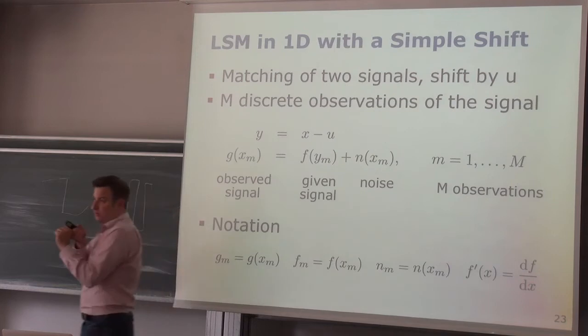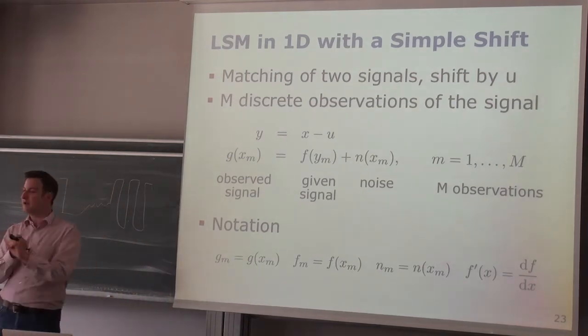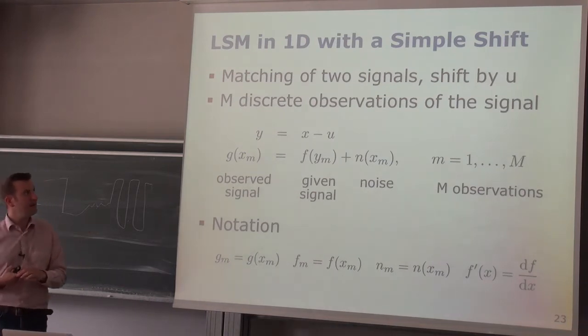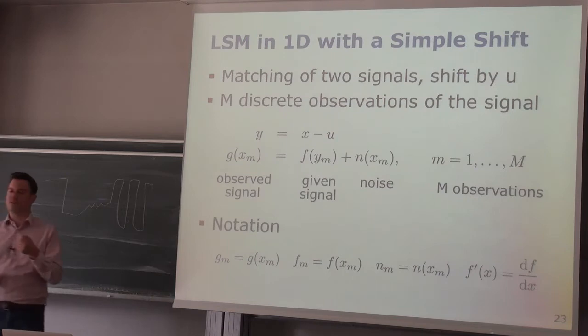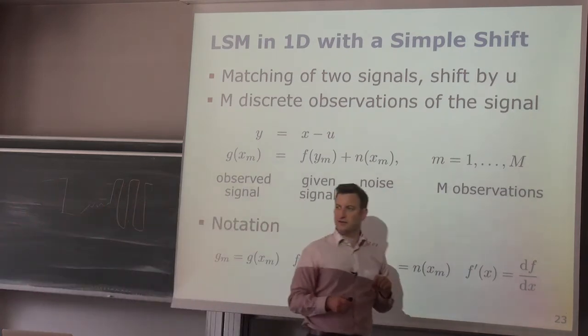So we say, okay, we just have a shift by a constant u. So this is my constant u. And I have m discrete observations of my signal. So I have a continuous signal, and I have some point observations of that signal.